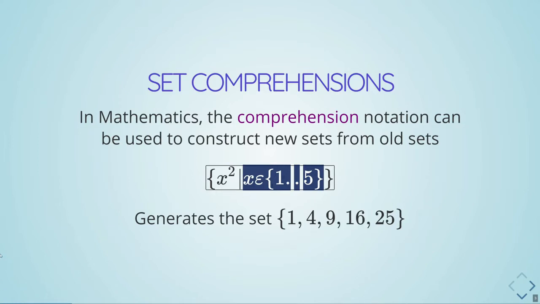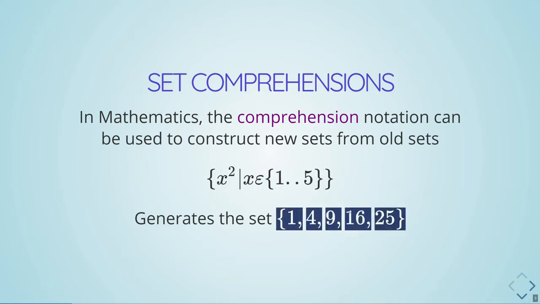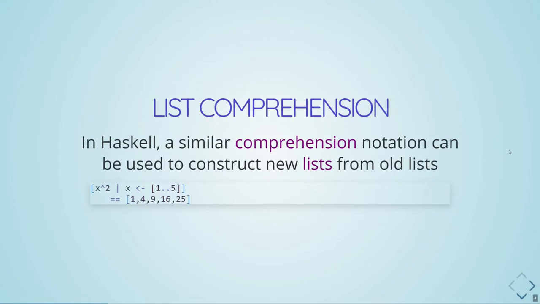Okay? And then for each element in that other set, in this case, the set of 1 to 5, you specify a new element, in this instance, x squared. So we could use this set comprehension to generate the set 1, 4, 9, 16, 25. Now, we shouldn't confuse lists as a data structure in Haskell with the abstract concept of sets in mathematics, even though there are some similarities. Just keep in mind that they are different things.